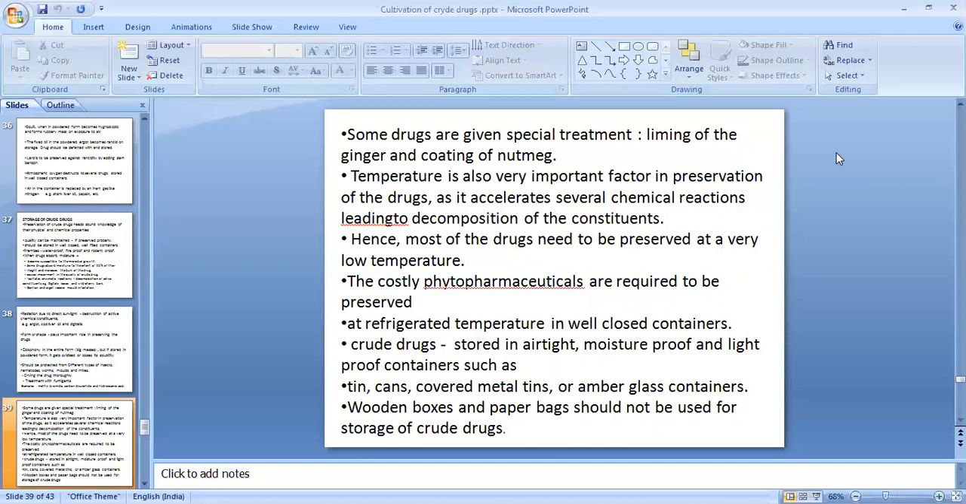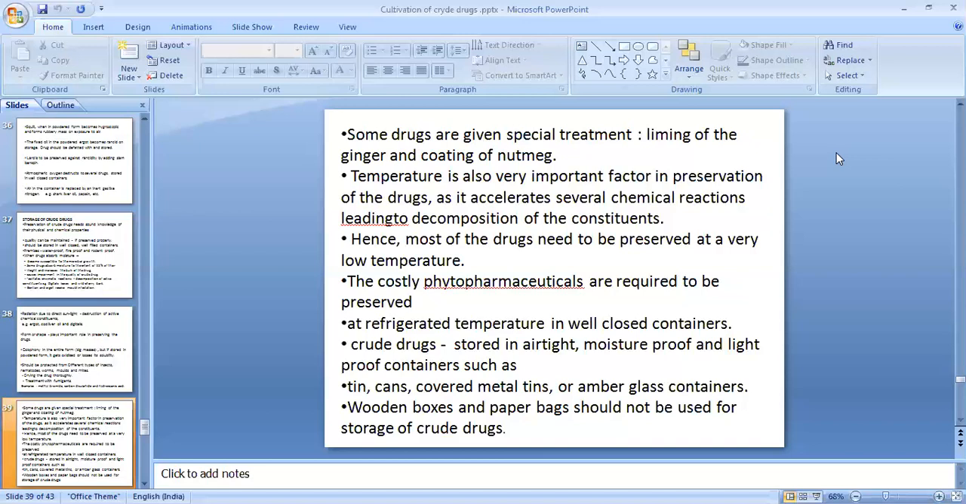And some of the costly phytopharmaceuticals and some of the substances should be refrigerated. And they should be kept in well-closed containers. Usually, the crude drugs are stored in airtight, moisture-proof, and light-resistant containers. Usually, the types of containers used are tins, cans, or sometimes covered metal tins, or amber-colored glass containers, which are highly suitable to store the drugs.